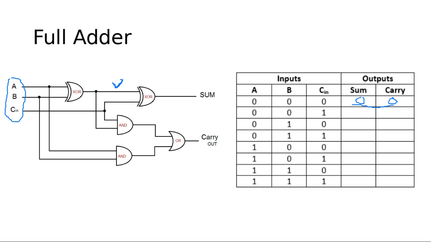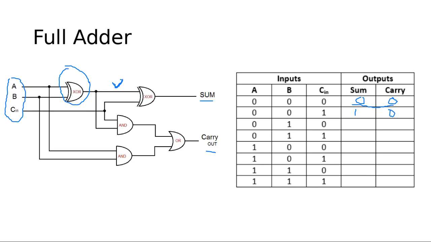0, 0, carry in is 1. What about that? You have 1 carry in and the 2 inputs are 0. It means sum is 1, carry is 0, right? This is just an addition. Don't think complex. If you do these gates, you must get the same result. You should just do the addition. Just think about decimal numbers, not binary.